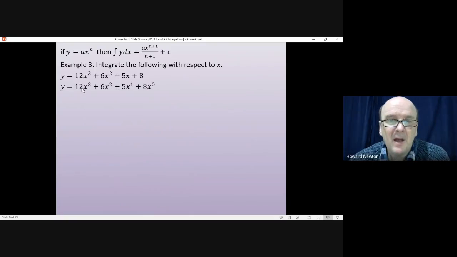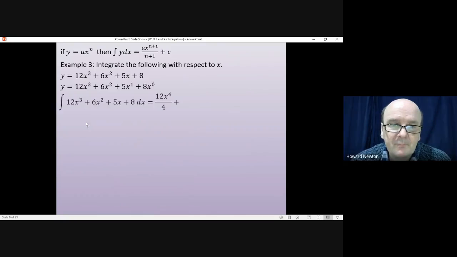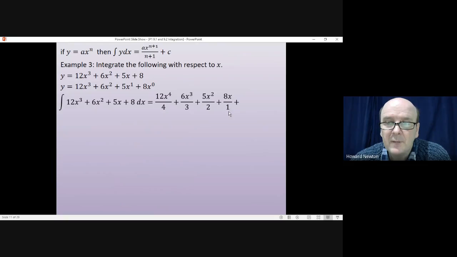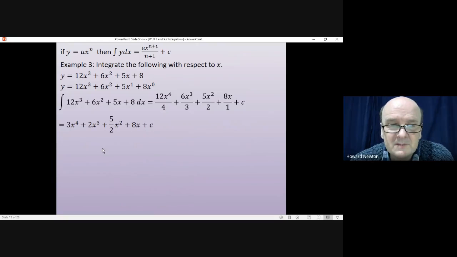Okay. I've rewritten it. You don't need to do that, but I've rewritten it just to make it absolutely clear what's going on. And then integrating it one term at a time, x cubed goes up to x to the 4 and I divide by 4. X squared goes up to x cubed and I divide by 3. X to the 1 goes up to x squared and I divide by 2. And then 8x to the 0, power goes up to 1 and we divide by 1. And we need to remember the arbitrary constant. And tidying that up would give us that.